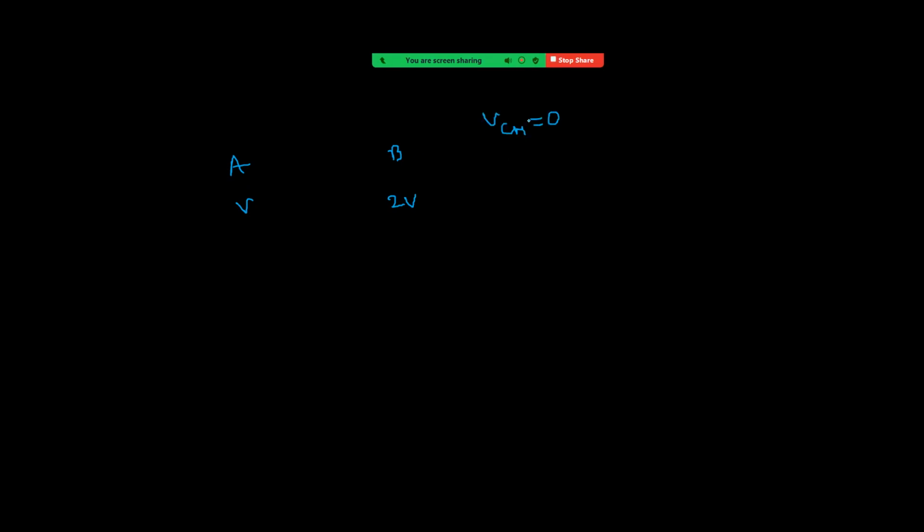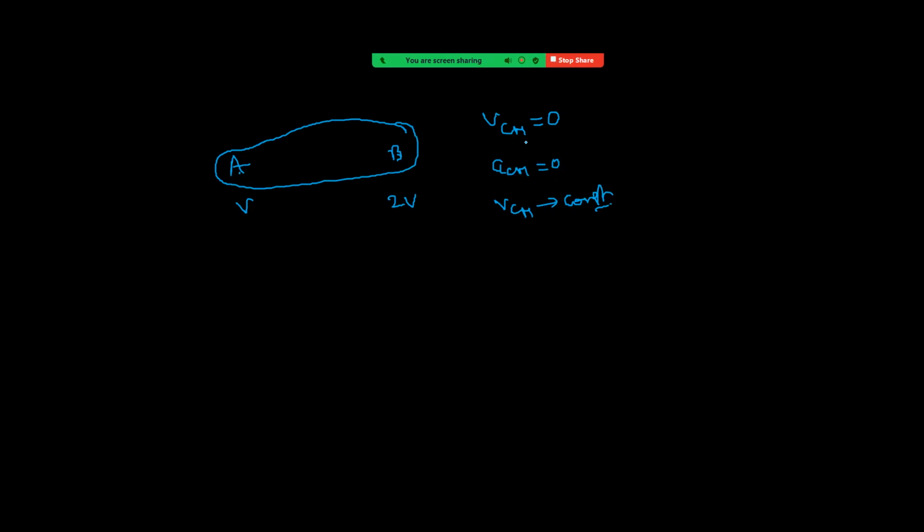So VCM how much? VCM equal to 0. If you consider these two as a system, then force by A on B and force by B on A become internal force, right? Means net force on the system is 0. Net force 0 means ACM is 0. ACM 0 means VCM is constant. Now its value how much? 0. Therefore, it always maintains 0 only. That's why the answer is 0.